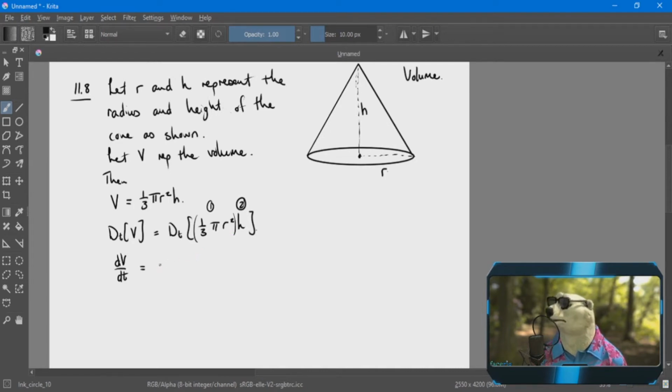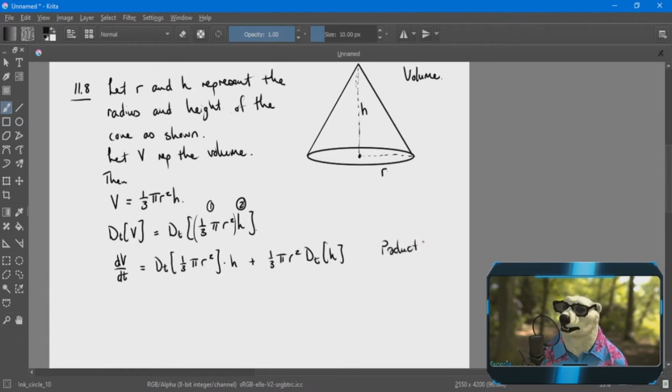So the product rule then says it's the derivative of the first. Now I'm going to write this out so that we see all the detail, derivative of the first, and we'll resolve that in a second, times the second, plus the first, times the derivative of the second. So I'm using the product rule. Let's scroll up a bit.